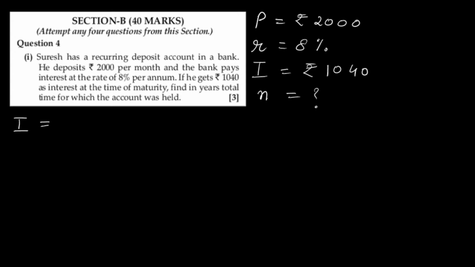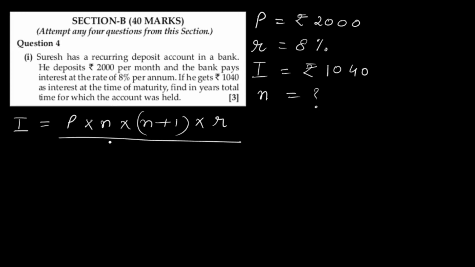So what's the formula of interest? It's P into n into (n plus 1) into r by 2 into 12 into 100. Make sure you are writing in this form only. 24 into 100 also you can write, but it's better we write it in this way. So interest is given to us as 1040.